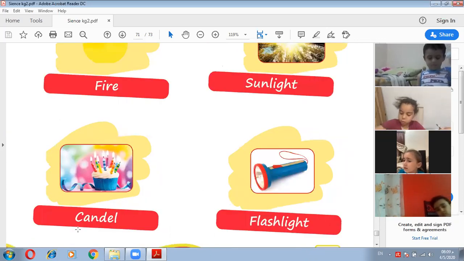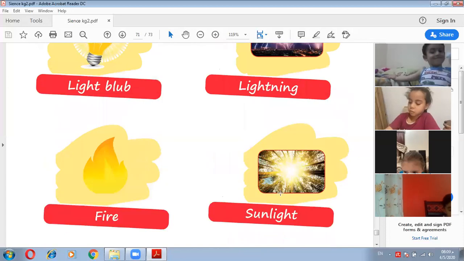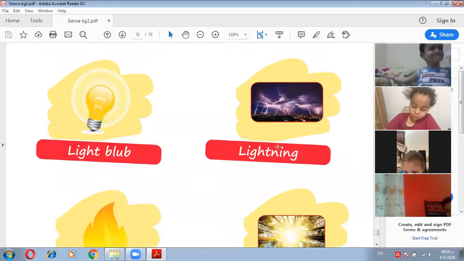A candle is a non-natural fire, okay? And the human or the man can make this fire, okay? We have here a flashlight. The flashlight is also a non-natural source. So again, KG, we have here a light plug.